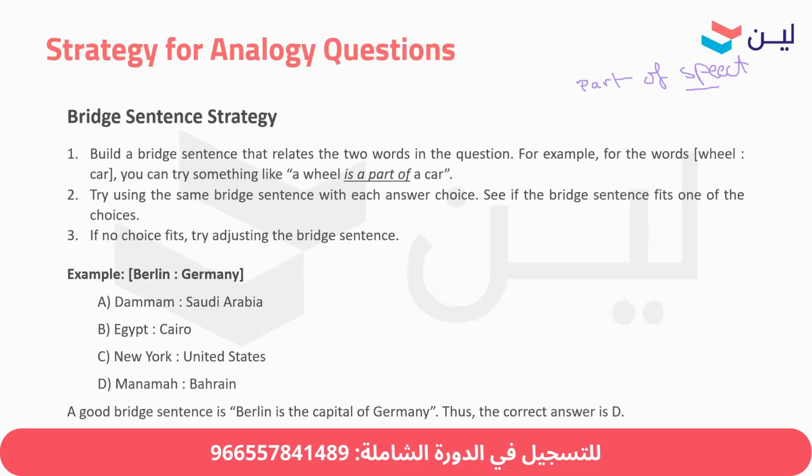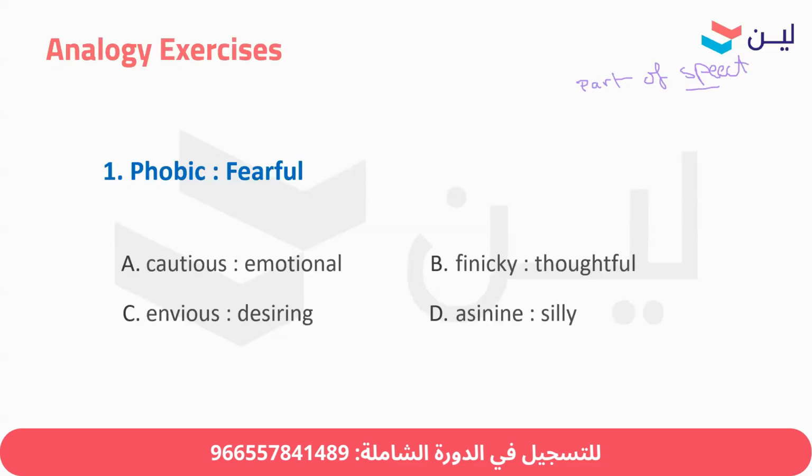Let's go on to the first question that we have. Phobic is to fearful. Now, everybody, please write your answers in the chat box. Phobic is to fearful. A phobic person is fearful. So the type of analogy that we have here is that these are synonyms. Excellent. Thank you so much. What are the synonyms here?